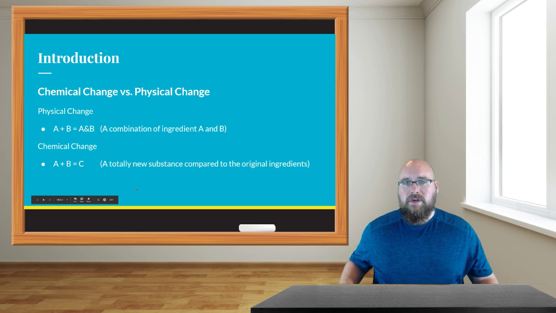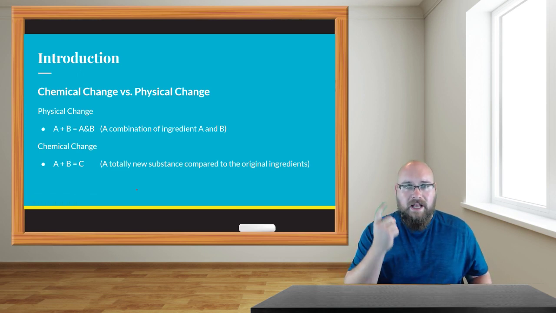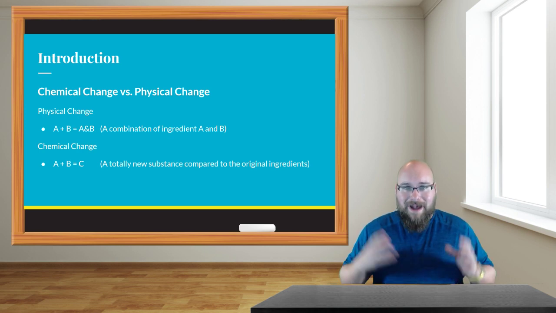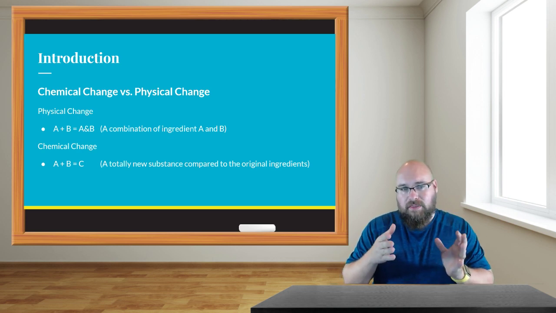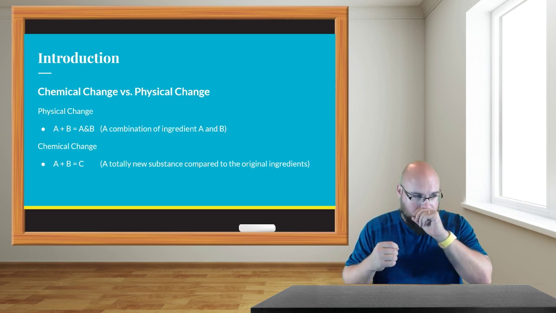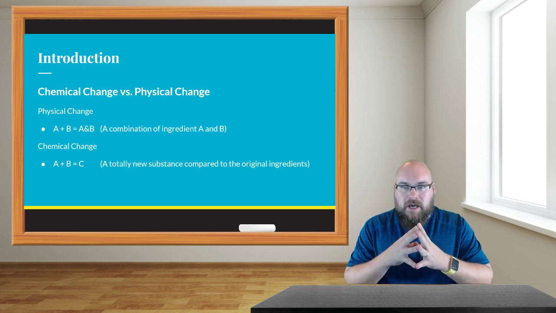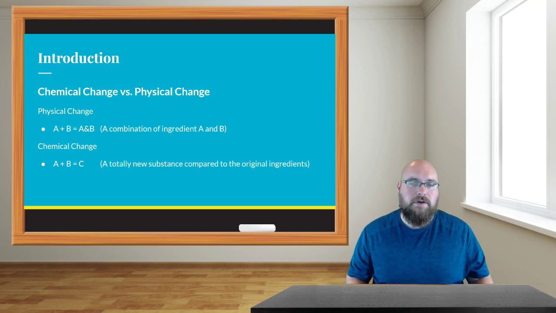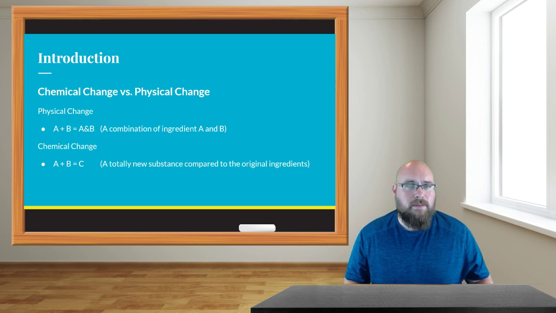To start off, we need to understand the two types of change we can have. We can have physical change, or we can have chemical change. The first can be represented kind of with a math equation. A plus B, one thing plus a second thing, gives us A and B together in one place. They're still there. We can still find A, we can still find B. It's just a combination of those. That's a physical change, where those things are next to each other and we can separate them out.